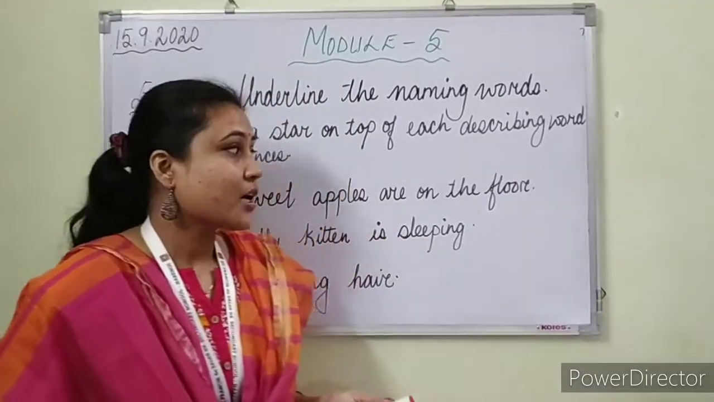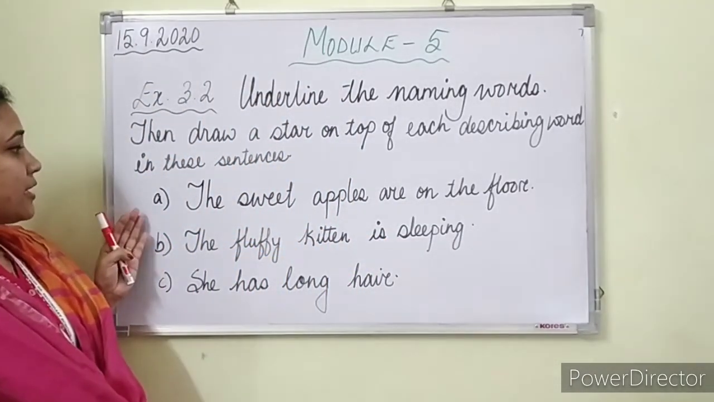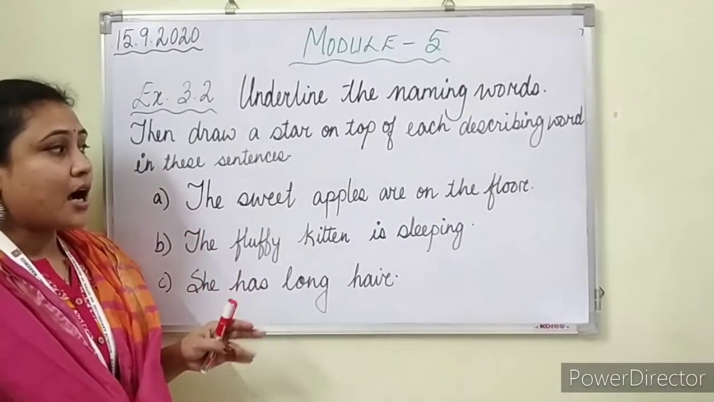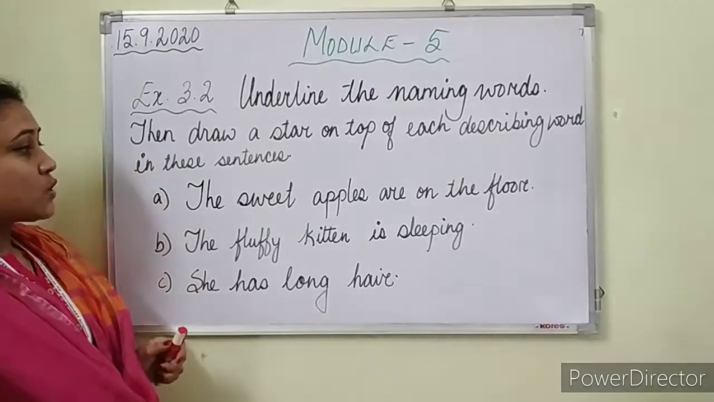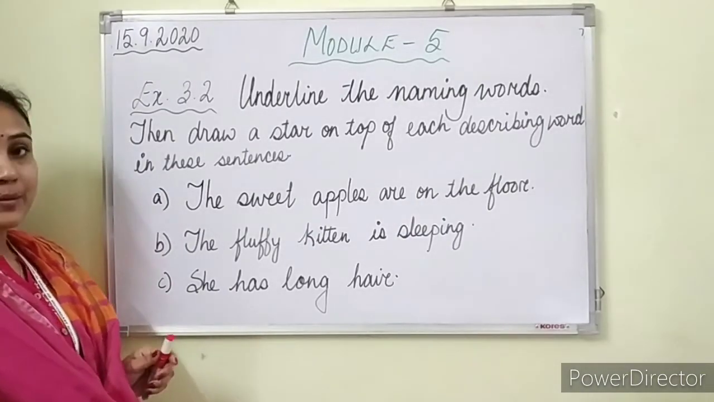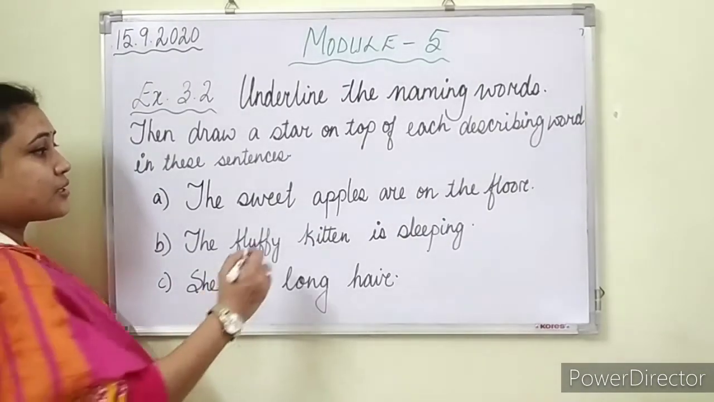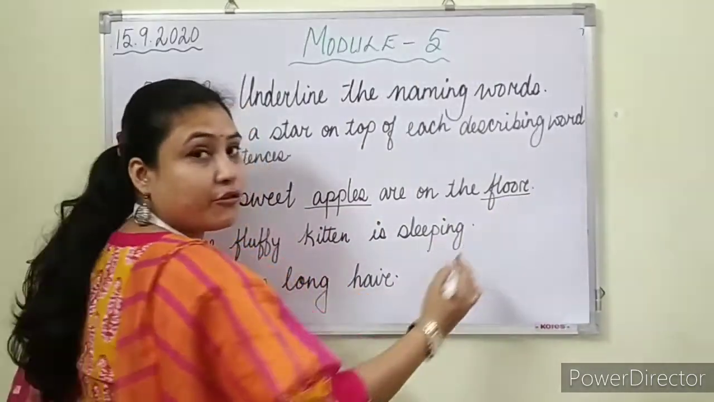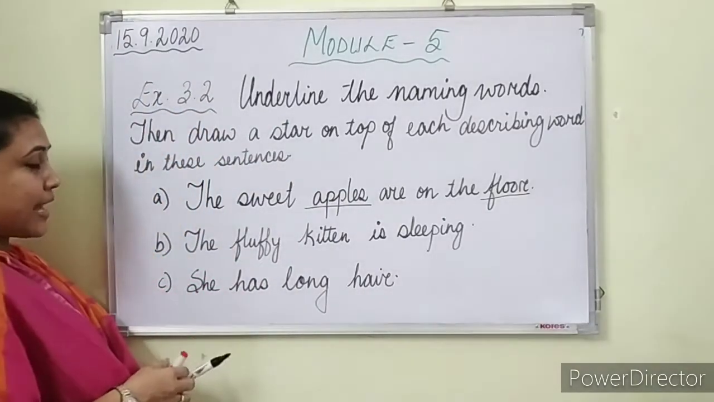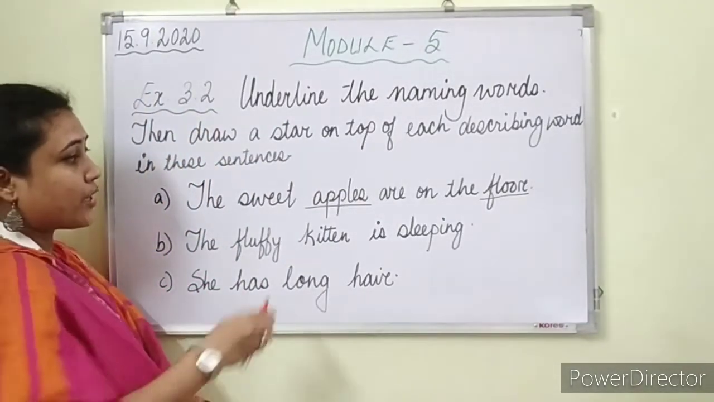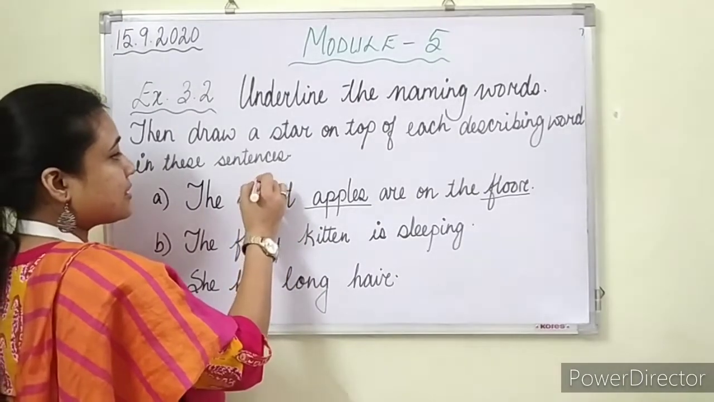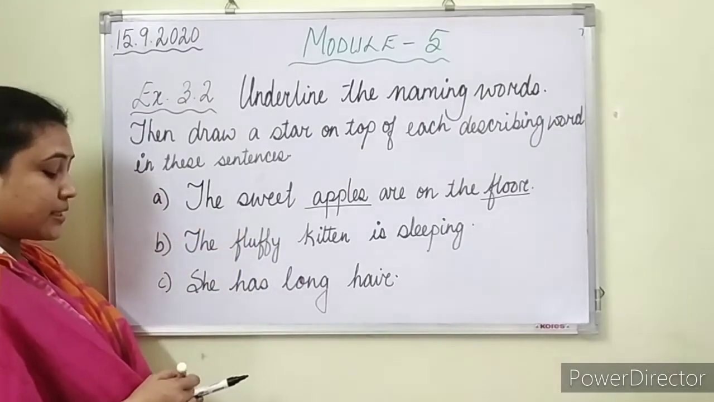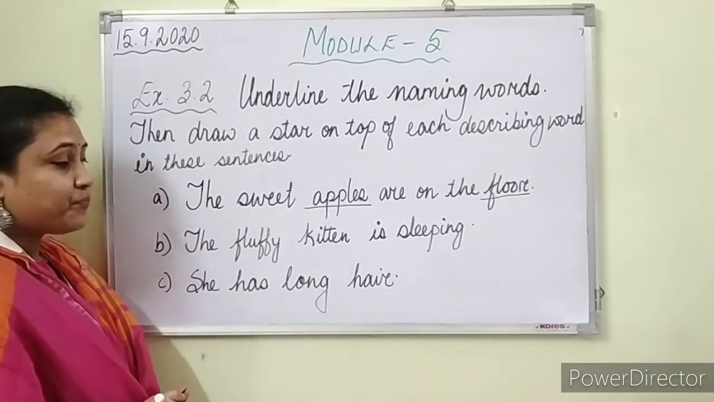So my dear students, the first one is: the sweet apples are on the floor. So which is the noun here? Who can tell me? I can see two nouns here, apples and floor, right? Coming to the adjective, the noun apples is described as sweet, right? So here sweet is the describing word.